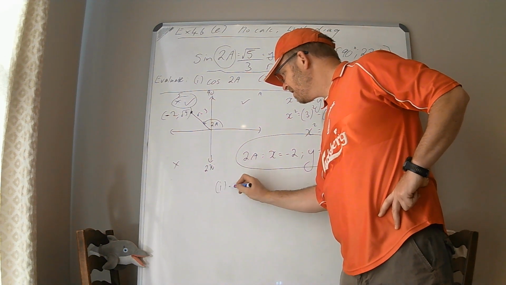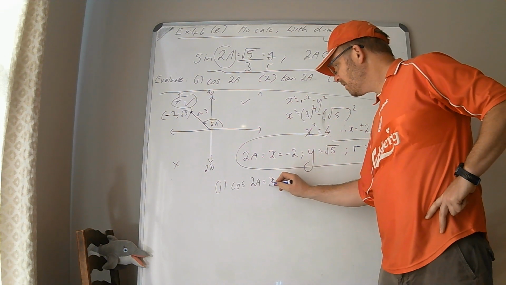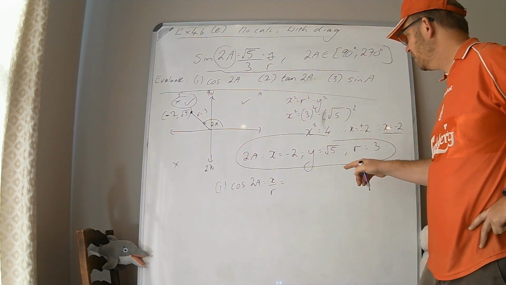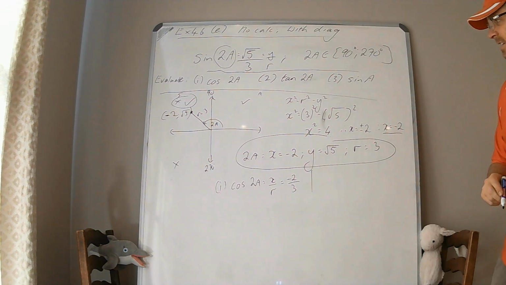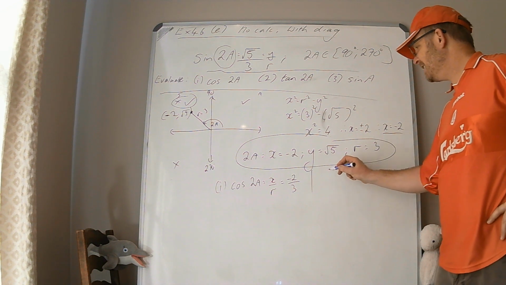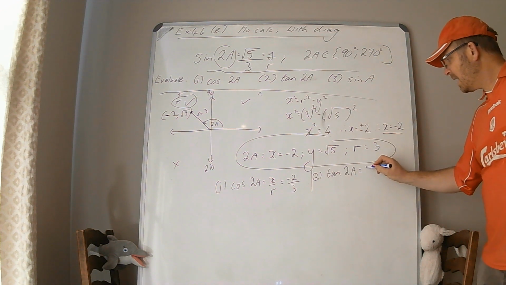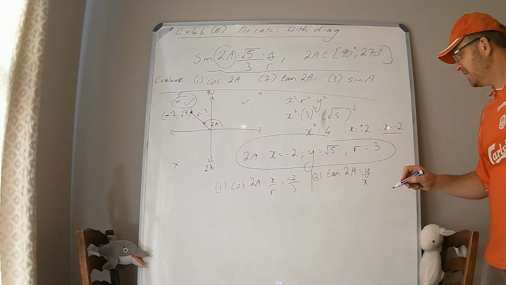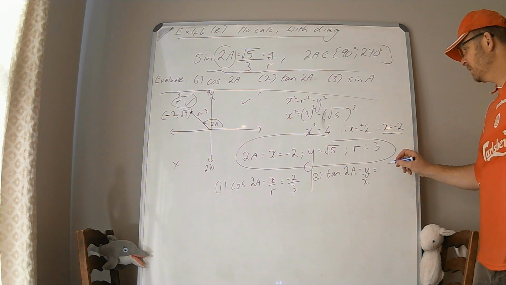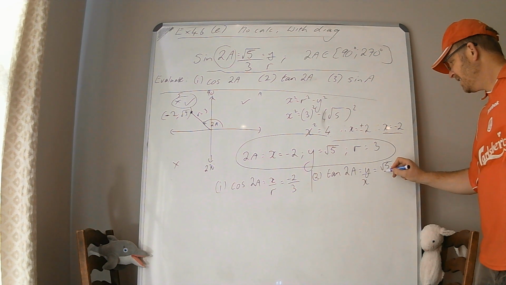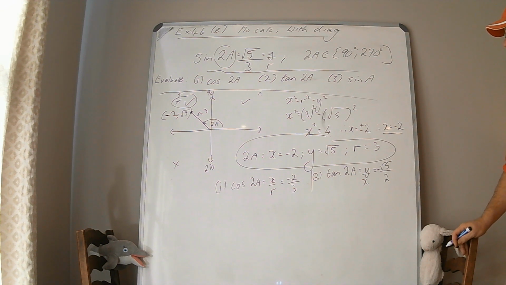Okay, so cos 2A is equal to the x-coordinate over the radius for angle 2A. So the x-coordinate is negative 2 and the radius is 3. So there's your answer. And then tan 2A is equal to the y-coordinate over the x-coordinate, so you shade your rear because x is tan your exterior. So the y-coordinate is root 5 and the x-coordinate is negative 2, so it's negative root 5 over 2, it doesn't matter where that negative goes.